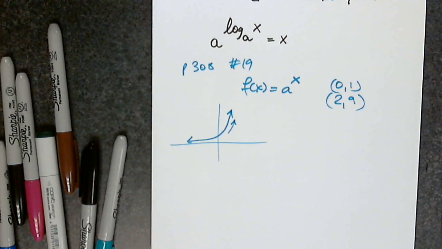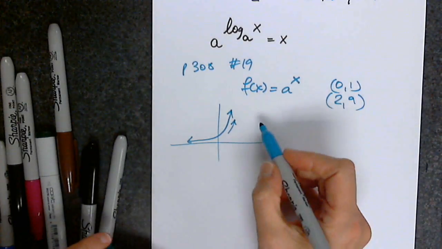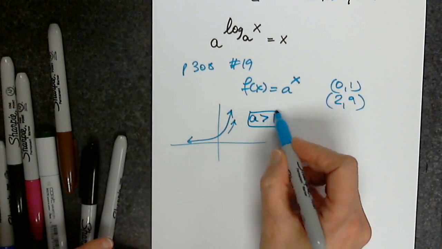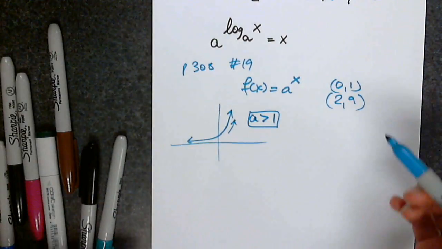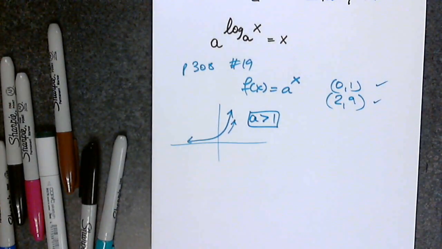Yes, it has to be greater than 1 because the function is increasing. So when the function is increasing, the base has to be greater than 1. Perfect. Keep that in mind, that we are looking for a function with a base greater than 1 that passes through these points. However, the first point is useless.